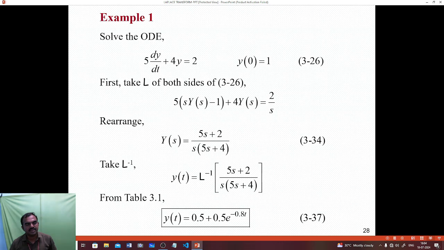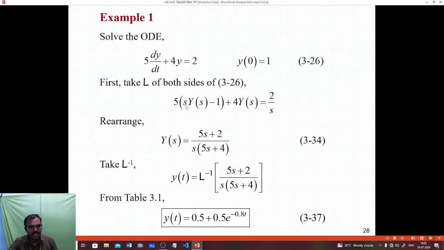Next, let us do an example: solve the ODE, ordinary differential equation. The problem is 5 dy by dt plus 4y equal to 2, with the initial condition y of 0 equal to 1. First, take the Laplace transform on both sides. We get 5 into L of dy by dt plus 4 L of y equal to L of 2. What is L of 2? L of a is a by s, so L of 2 is 2 by s. The derivative formula gives L of dy by dt as s Y of s minus y of 0, and y of 0 is 1.